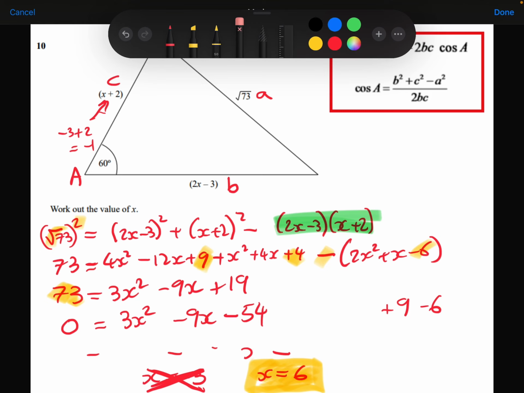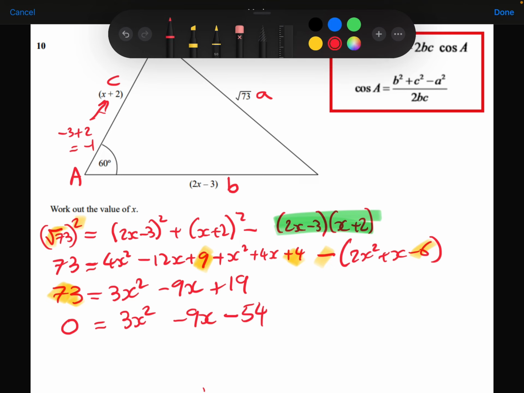Alternatively, I've just noticed one thing that you might have decided to do to make your life a little bit easier at the end here. You could have decided to divide both sides by 3. That would have made our lives a lot easier, because then you just have a simpler quadratic, and then that factorises easier.